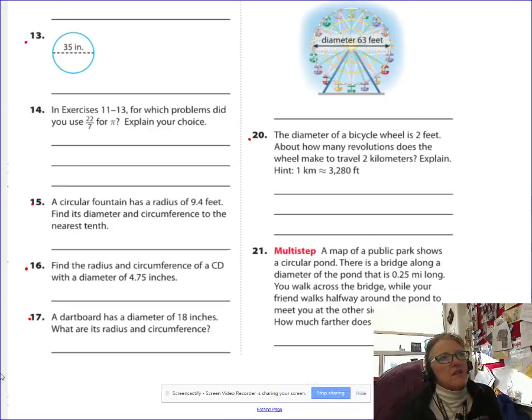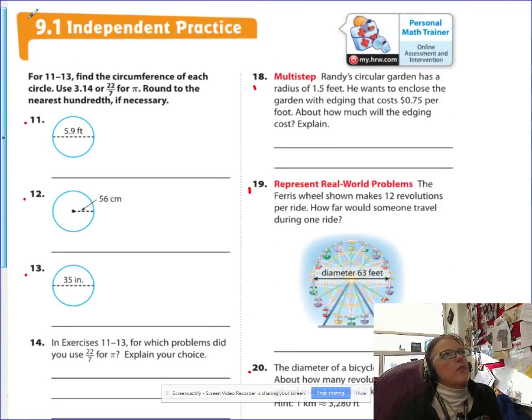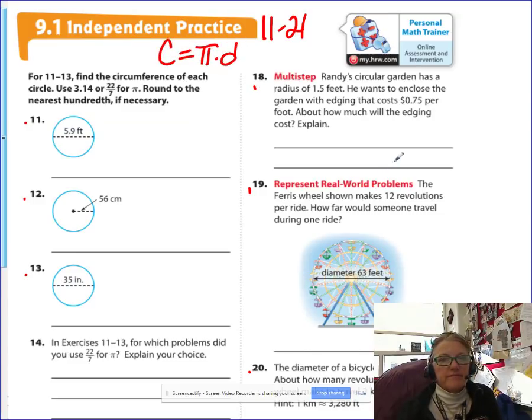I think these all look like great problems. So what I want you to do is do this next page, 11 through 21, and then make sure you are labeling every single answer and showing me some work. If you need an extra piece of paper, go ahead. But up at the top here, pi times diameter. Good luck, and may the force be with you.